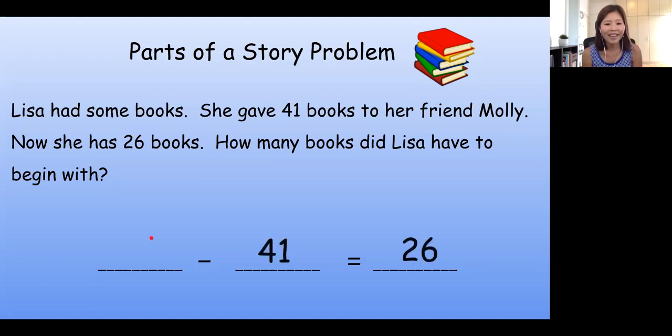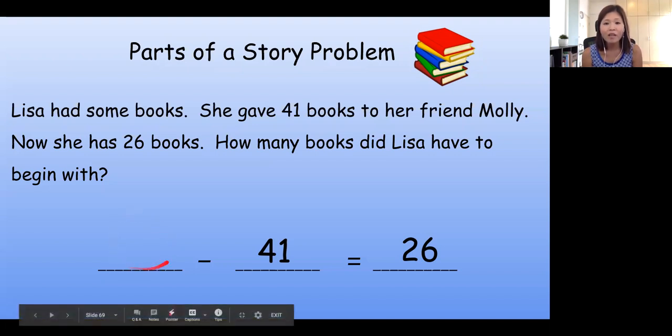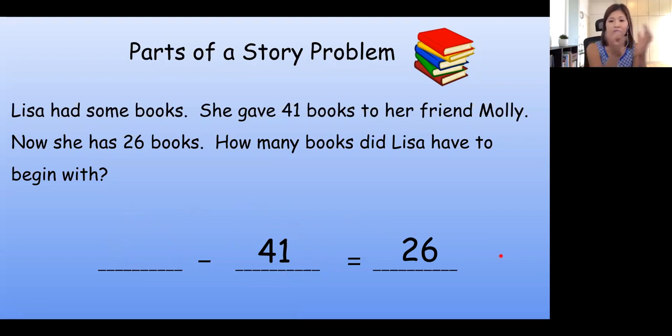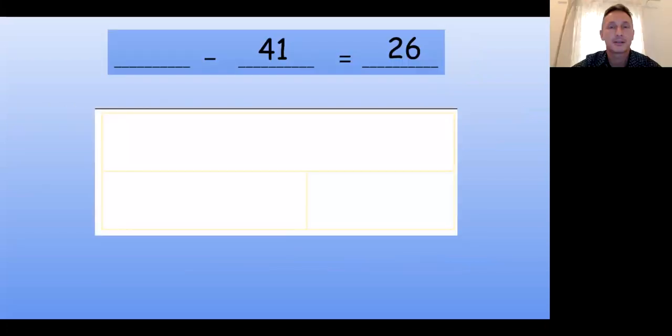Try it. Yeah. So Lisa had some books. We don't know how many books she had in the beginning, but we know that she gave away 41 and she still has 26. So we're going to think about how you're going to solve for that first number. So let's have a look, and maybe we can use a little bar model to think about what we know and what we need to figure out. Yeah, let's look at that.